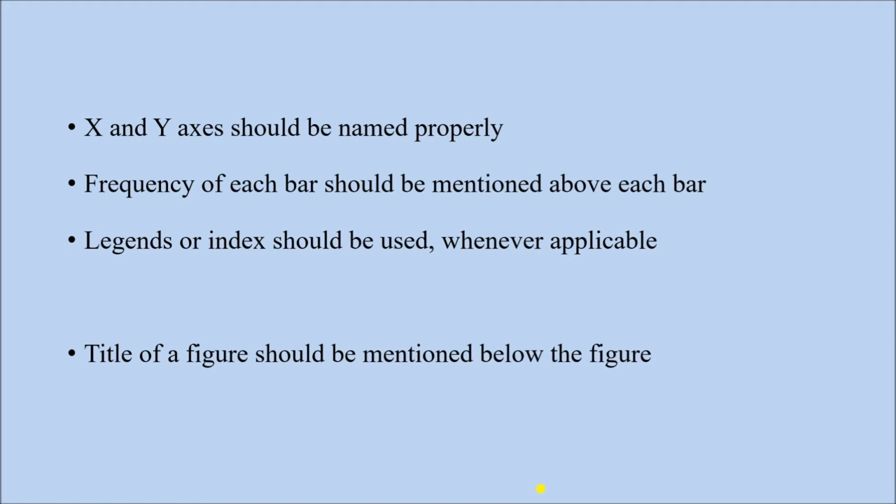X and y axis should also be named properly so that we can understand what are being shown on the x axis and the y axis. Frequency of each bar should be mentioned above each bar. This is very important, and legends or index should be used whenever applicable. So if we are using different colors for different bars or different shades for different bars, then it should be presented in legends. Title of a figure should be mentioned below the figure. If you remember, in my last video I mentioned that the title of a table should be above the table, but in case of figures, which can be a bar diagram, a histogram, a pie chart, whatever, in case of figure the title is always below the figure.